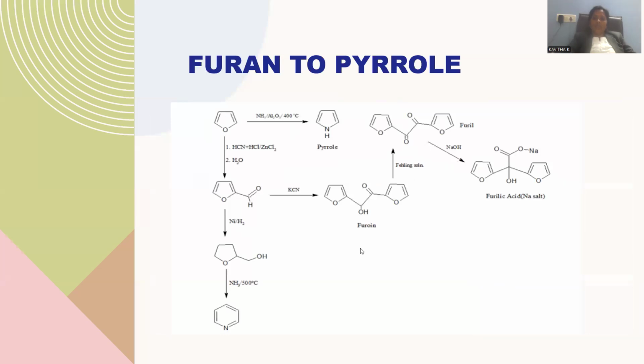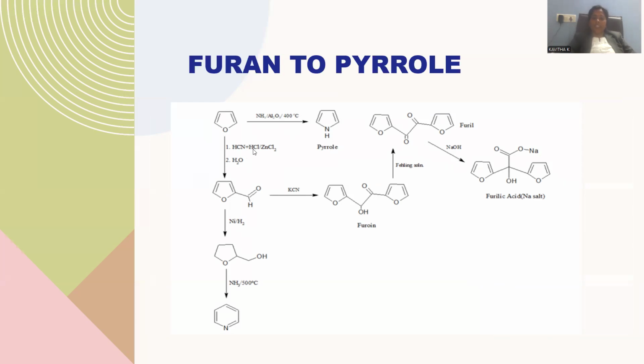And there are some other reactions. Furan to pyrrole generation is possible whenever furan is condensed with ammonia in the presence of alumina. Alumina is a better dehydrating agent, and an elevated temperature of 400 degrees centigrade is to be applied, so that furan will be transformed into pyrrole.